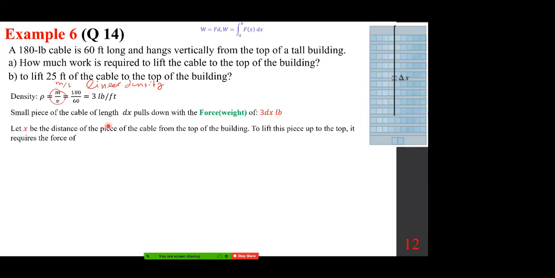If we let x be the distance this piece has from the top of the building, then this piece has to be pulled up by x amount. Then what is an increment of work? Remember, work is the product of force and distance. So here's the force, we have to multiply it by a distance. So dW is the force times dx, and the amount of force we said is 3dx, and the distance we said is x, so it's 3x dx. Now, of course, the unit is foot-pound.